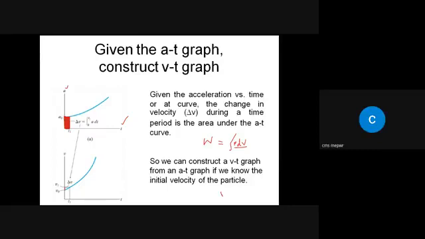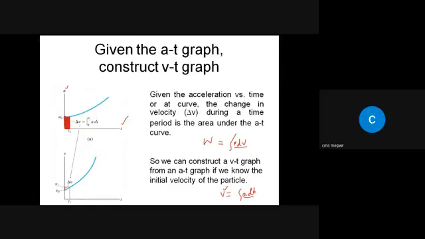Okay, so now in this case, velocity is equal to the integral of acceleration dt, right? So if you have an at plot, the area under the curve will give us what? Velocity, sir. Yes, if you take the integral of acceleration, it will give you velocity. If you take the integral of velocity, it will give you the displacement, right?